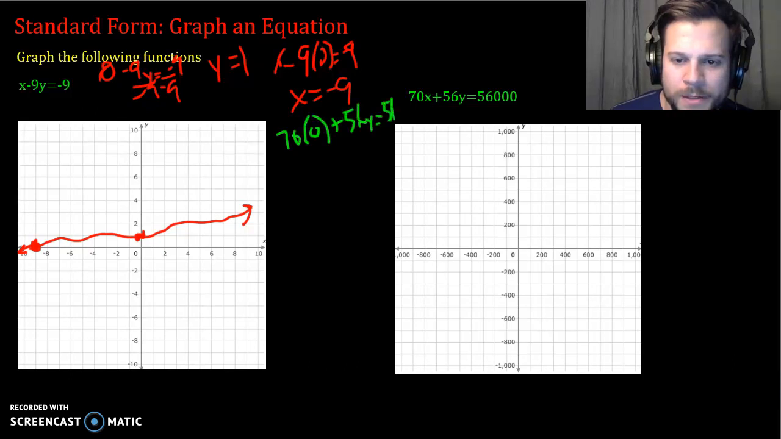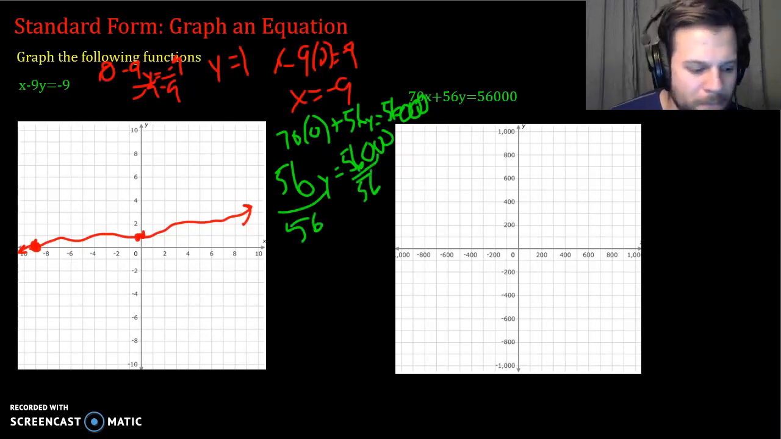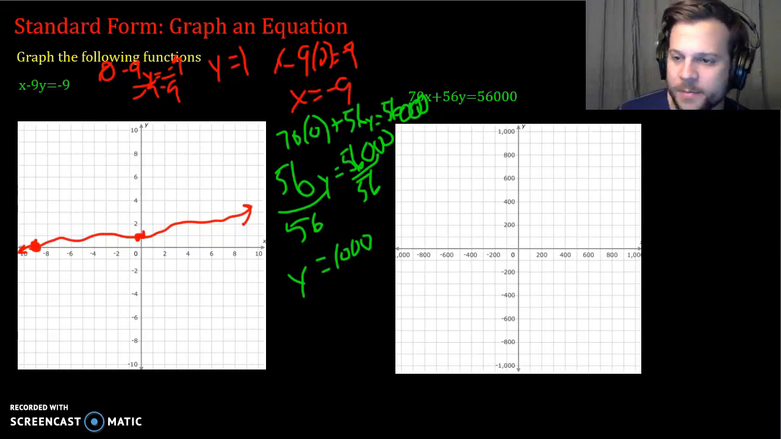70 times 0 plus 56y equals 56,000. That is obviously going to be 0, so we're left with 56y equals 56,000. Divide both sides by 56, and you get y equals 56,000 divided by 56, which is 1,000. This graph is set up to fit that point, because when you go to the y right here, 1,000 is all the way up at the top.